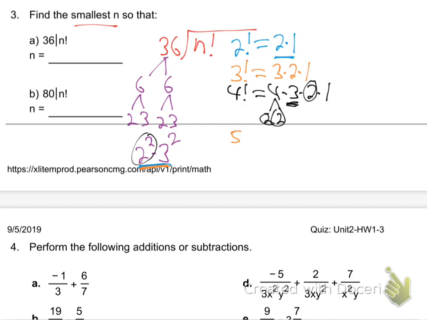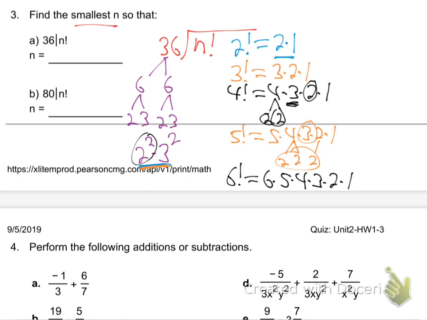Let's keep going. How about 5 factorial? That's 5, 4, 3, 2, 1. Does that have 2 2's and 2 3's? Again, here's all the 2's we need, but only 1 3. So we got to keep going. How about 6 factorial? That's 6 times 5 times 4 times 3 times 2 times 1. Does that have 2 2's and 2 3's? It does. See, there's the 2 2's. There's an extra 2. Here's one of the 3's, and 6 is 2 times 3. There's the other 3.